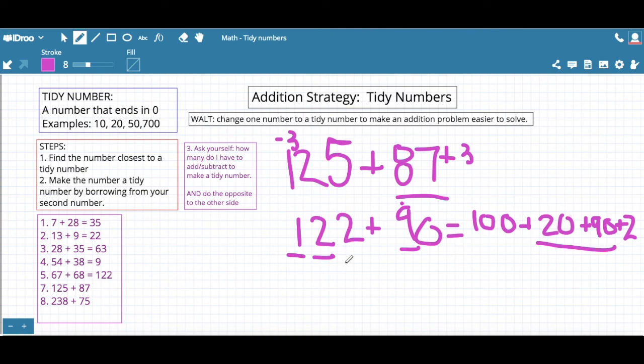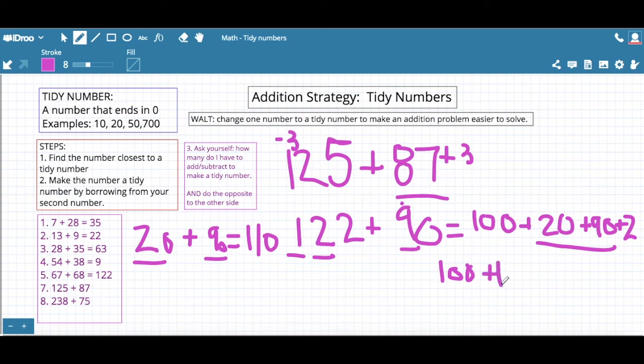If you know what 2 plus 9 is, then you also can figure out what 20 plus 90 is. So, 20, 90. What is 2 plus 9 to start with? 2 plus 9 is 11. So that means 20 plus 90 would give us 110. Now, that means we've now got 100 plus 110. What's 100 plus 110? That would give us 220.